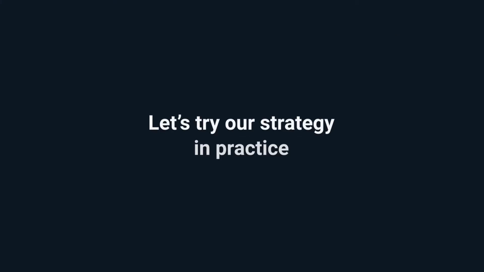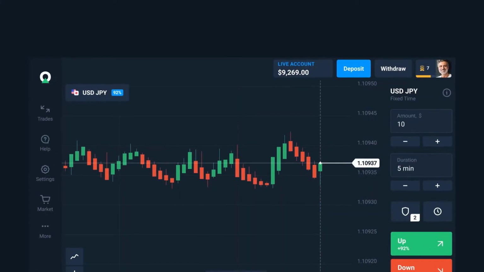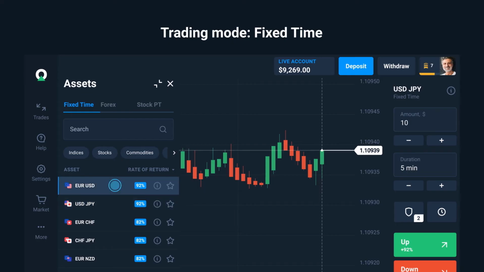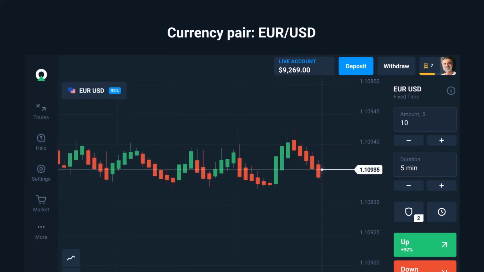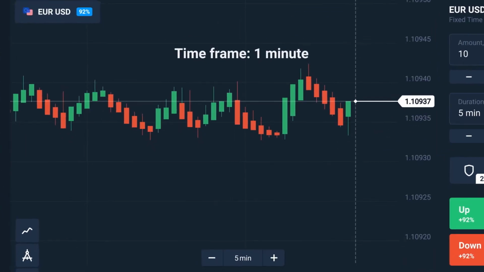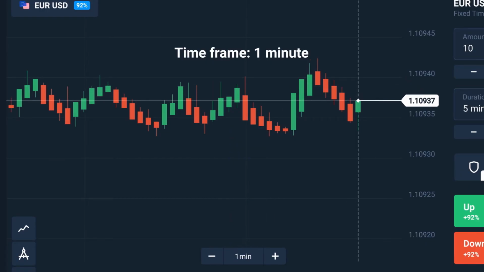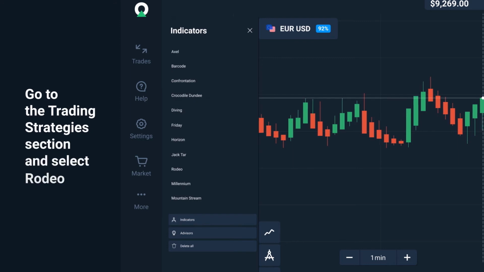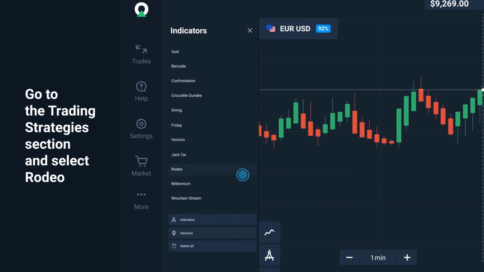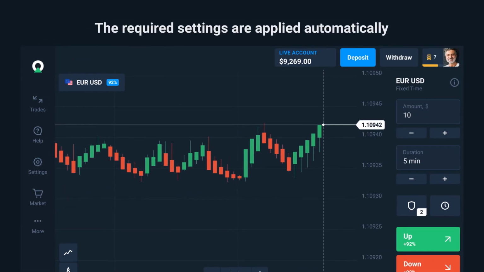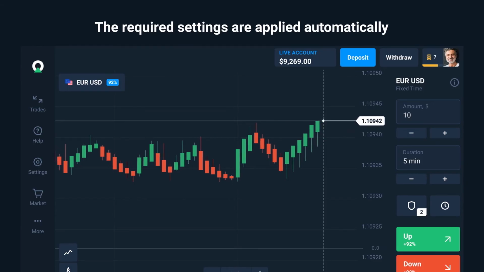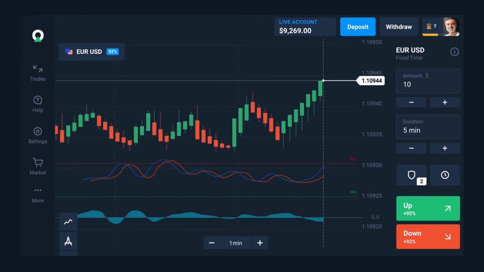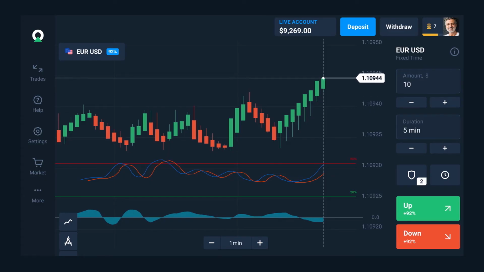Let's try our strategy in practice. In this example, we will open a chart for Euro-US dollar currency pair in fixed time mode and set chart time frame to 1 minute. Let's now switch to the indicator section and select the Trading Strategies tab. We will activate the Rodeo strategy. The Japanese candlesticks are replaced with Heikin-Ashi candlesticks. The MACD and stochastic indicators have appeared below the price chart.